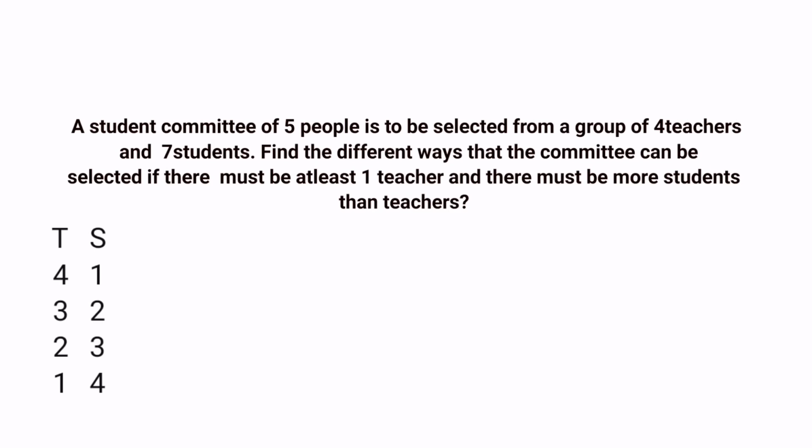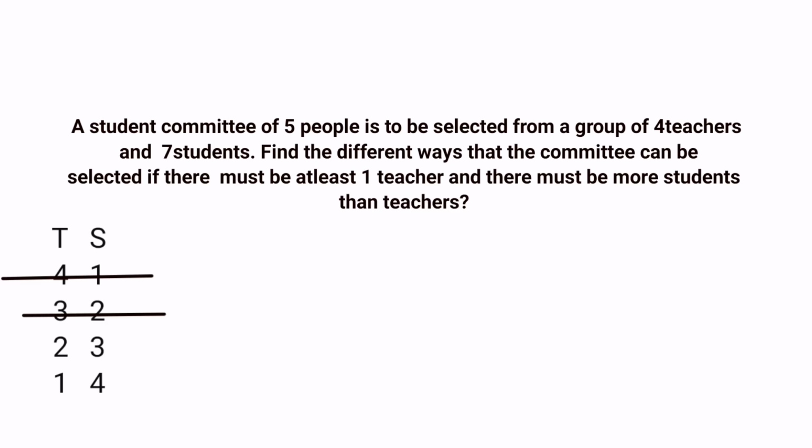But in the question, it is said that there must be at least 1 teacher and the number of students must be more than the teachers. So we can't use the first and second options because the number of teachers is more than the students. So we cannot consider those options. So the next possibilities are 2 teachers and 3 students, 1 teacher and 4 students.